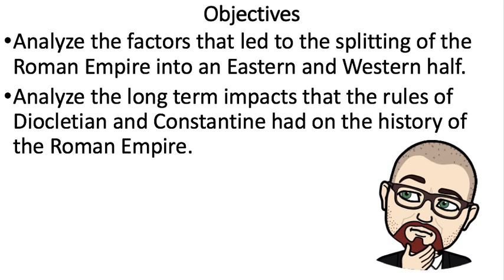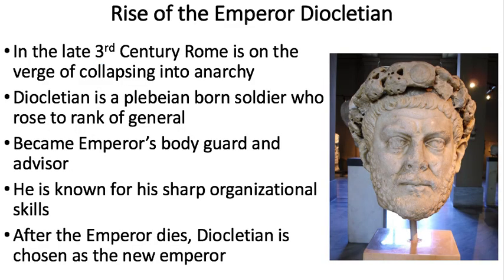So we're going to look at the factors that result in the splitting of the Roman Empire into an eastern and western half. And we're going to look at the long-term impact of two specific emperors, Diocletian and Constantine, and how they really not only shape Roman history, but we're going to see shape human history in many ways. So let's get right into it, and let's meet Diocletian.